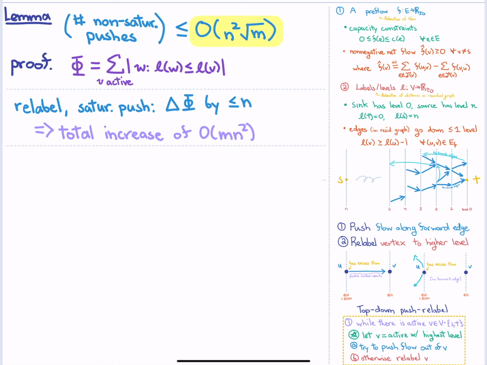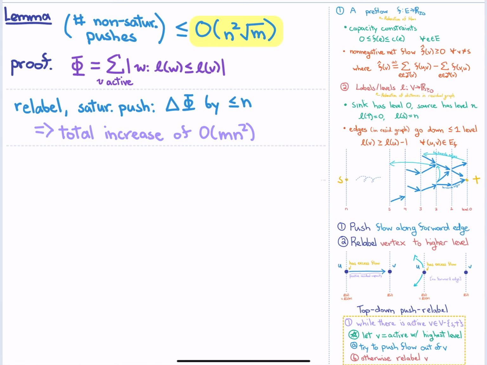Now, if you do a relabel or a saturating push, so if I take an active vertex and I relabel it up, now there might be a lot more vertices at the same level or lower. Right? So a relabel might increase the potential by n.